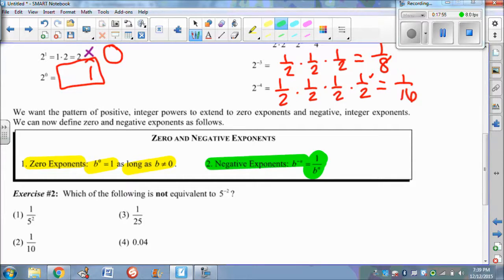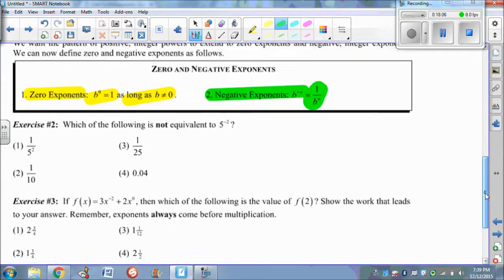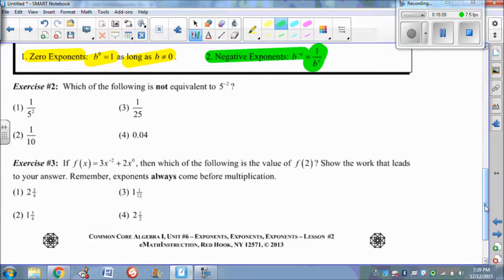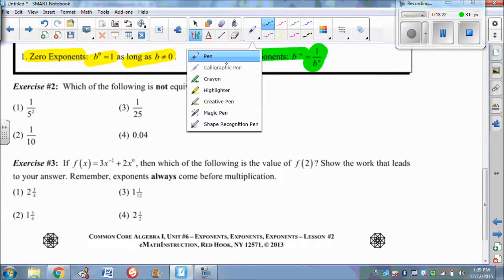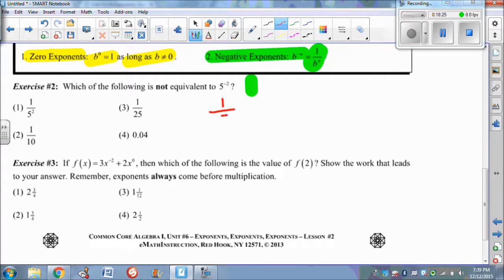Okay, so remember, the positive exponents mean multiplication and the negative exponents mean division. Okay, so we've got division going on in this problem here. Okay. So it says, which of the following is not equivalent to 5 to the negative 2? So if you sit and think about what 5 to the negative 2 is equivalent to, we could come up with a couple different things. So we could say it's 1 over 5 squared, okay, which is then equal to 1 over 25.